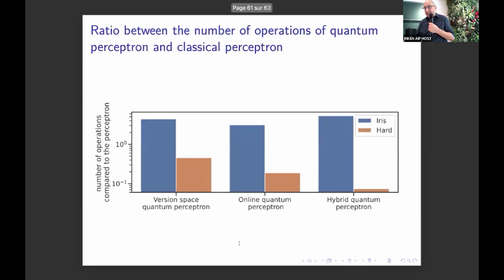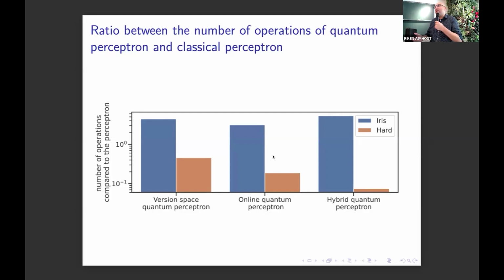Let me conclude by showing some simulations comparing these three quantum perceptron algorithms with the standard classical algorithm. This is the version space, this is the online, and this is the hybrid, and this is the number of operations compared to the classical perceptron. We applied this on Iris, a well-known easy dataset, and we find that the classical algorithm performs better in this case. So the time complexity, or the number of operations, is less.